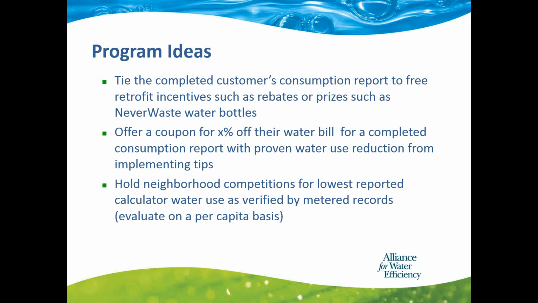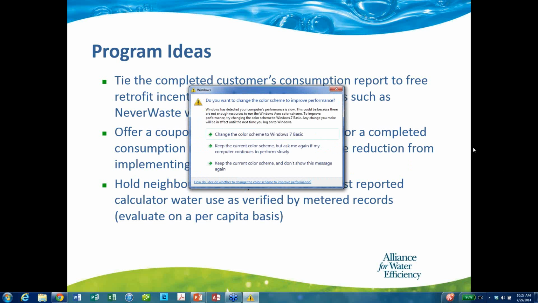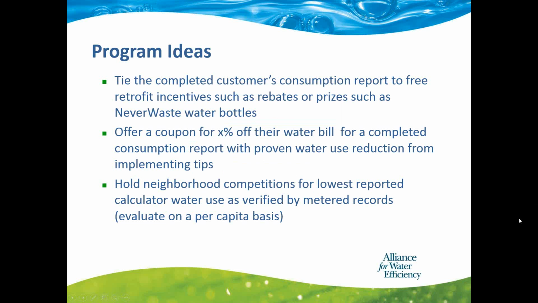So that's one idea. Another idea is to hold neighborhood competitions for the lowest reported calculator water use as verified by metered records. This is a little contest that is underway in one of our member agency territories. And this would be evaluated on a per capita basis. So as you know from watching Peter walk you through the calculator, the data is given on a per household basis, but you'd have to actually compare on a per capita basis if you were to have a neighborhood competition. Going to the next slide, we have a few more ideas.